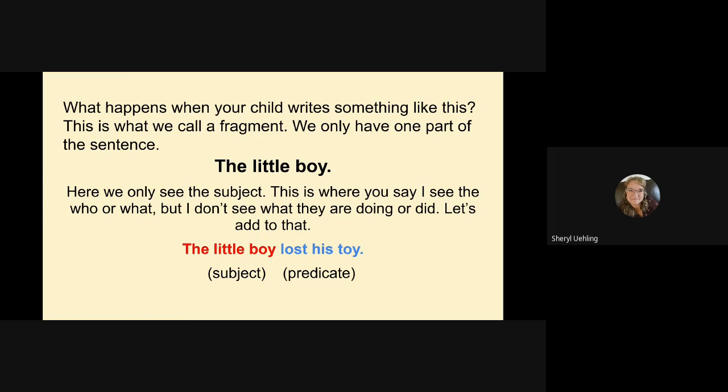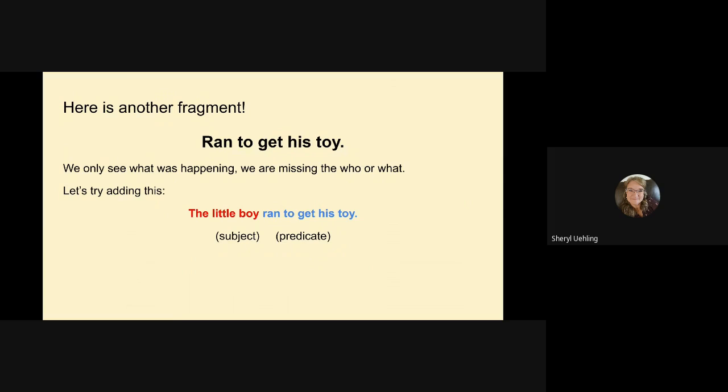Could we write something like this? The little boy lost his toy. So the little boy is our subject, boy is our noun, and lost his toy. What did he do? He lost something. That's our predicate. Okay? So hopefully this is starting to make sense.